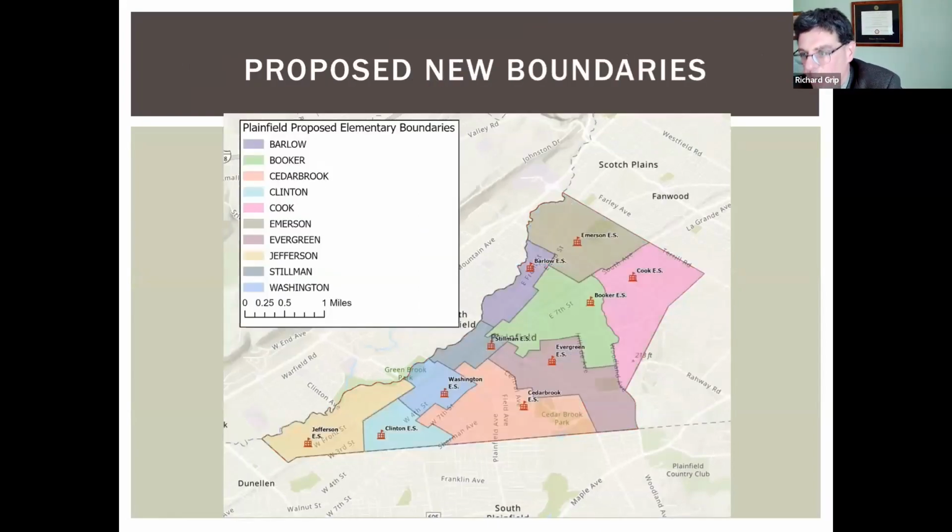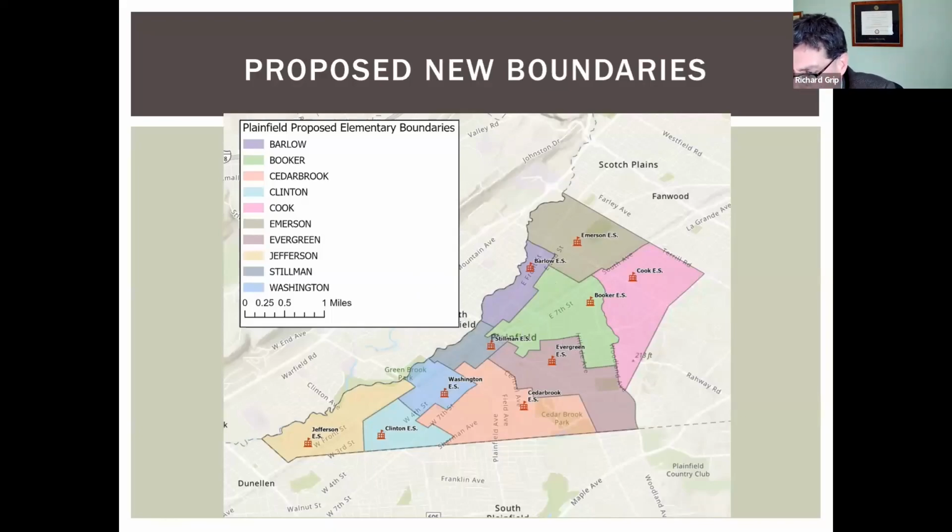Here's what the proposed new boundaries look like. The one I want to focus on is Booker, which is the green area right here in the center of the map. You can see that that takes a lot of students who were attending Cook, and to some extent, some students in Emerson, Barlow, Evergreen, a lot in Evergreen, as well as Stillman.